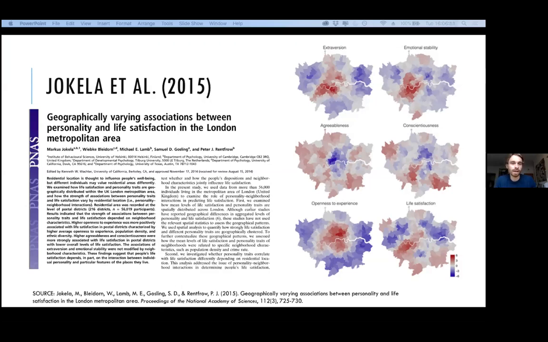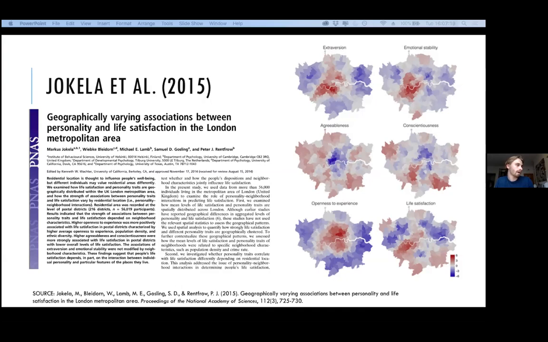Essentially, they took a large-scale survey of 56,000 residents across London districts, and they could look at the level of ward and zip code, which is around 600 wards across London. They built up these cluster maps, which I've displayed on the right-hand side of the slide. The areas represented in red are the higher levels of a given trait, and the areas represented in blue are the lower levels of that trait.